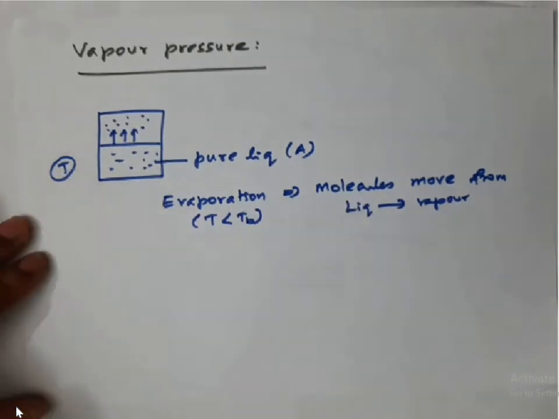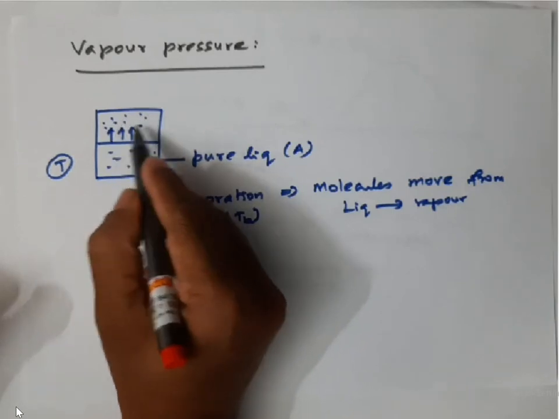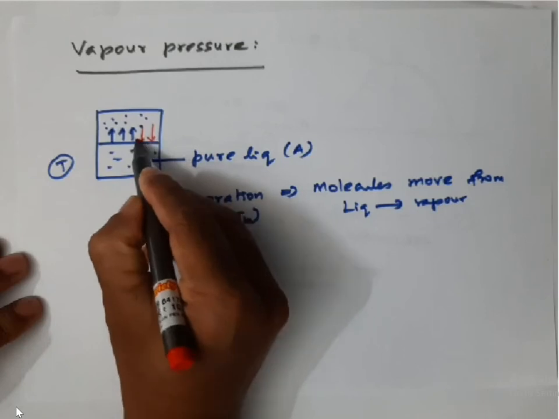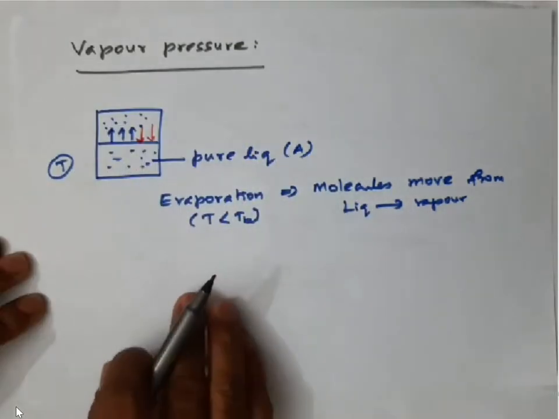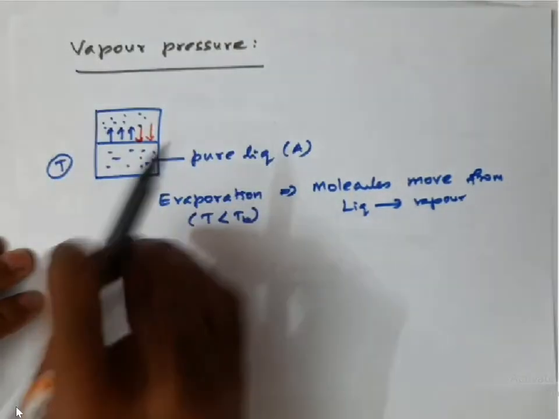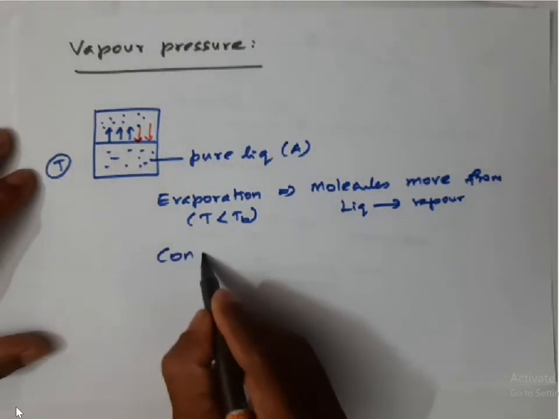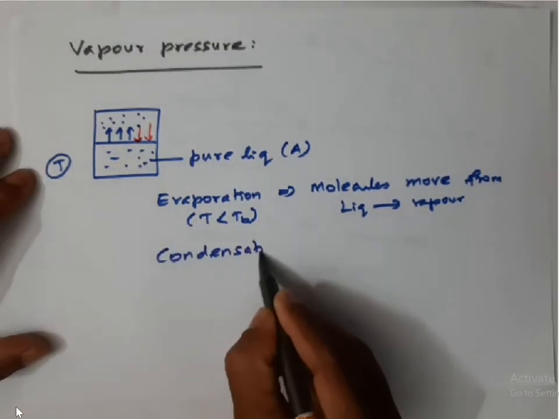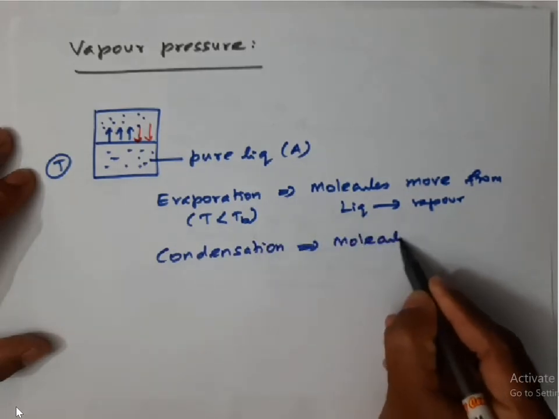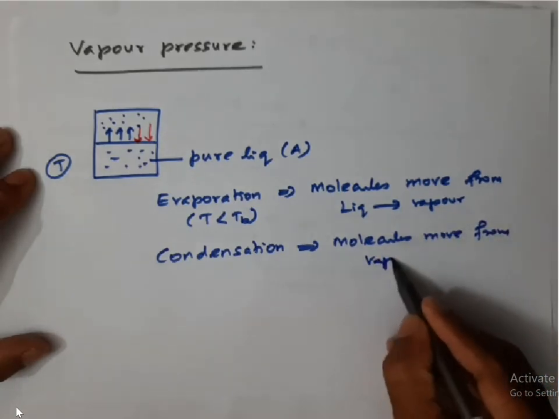Then after some time, what will happen? The molecules which are present in the vapor phase start to approach the liquid surface and get condensed. This process is what we call condensation. So what is condensation? In condensation, molecules move from vapor phase to liquid phase.